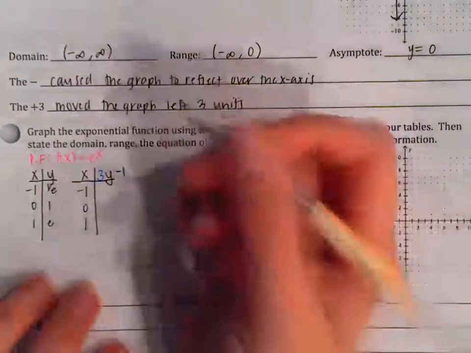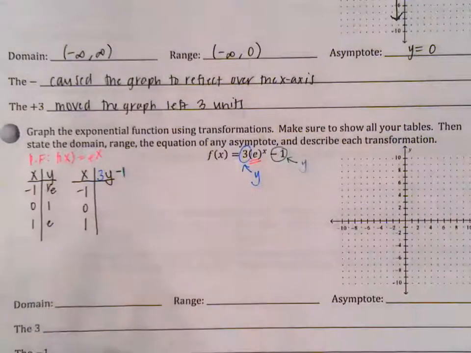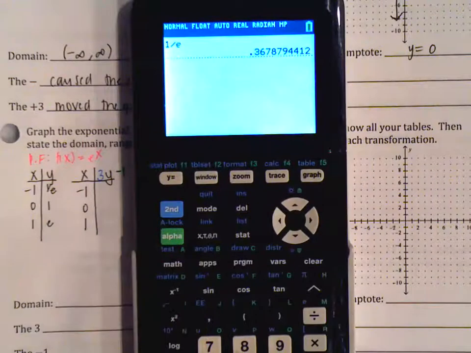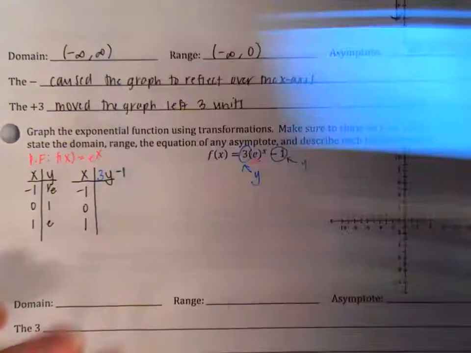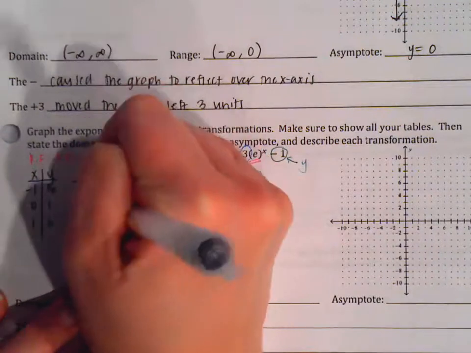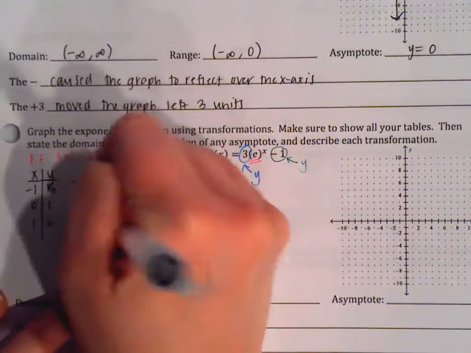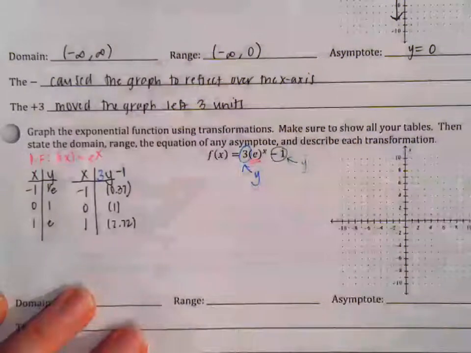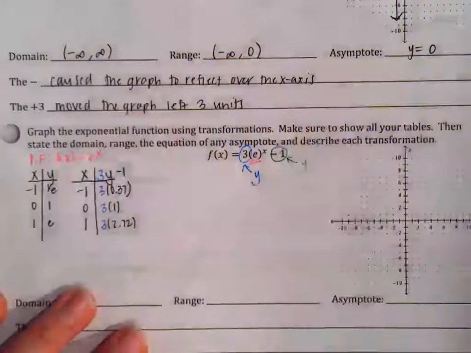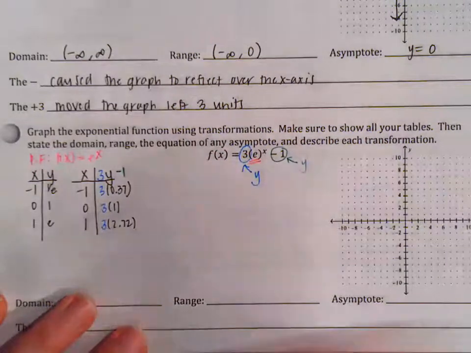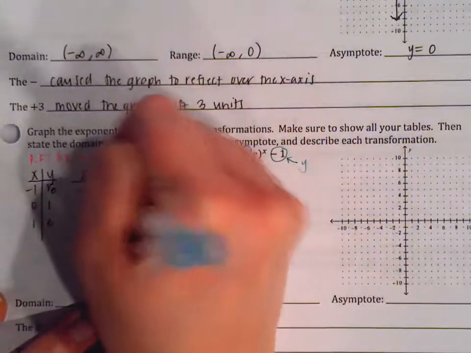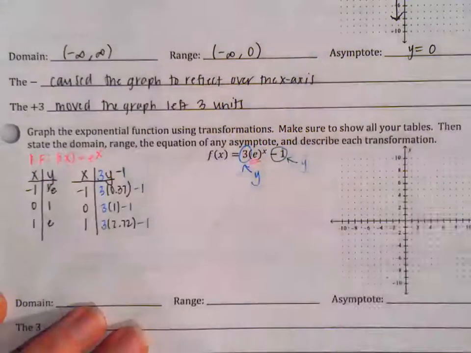So for 1 over e, I'm just going to get that as a decimal. I'm going to use my calculator. 1 divided by e gets me 0.37. So to all of my original y values, I'm going to first multiply by 3. We follow our normal order of operations. We multiply before we add or subtract. And then I'm going to subtract 1 from all of those values.